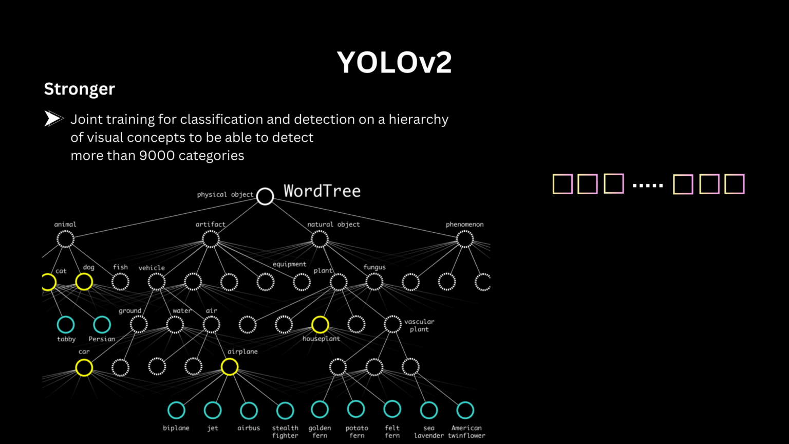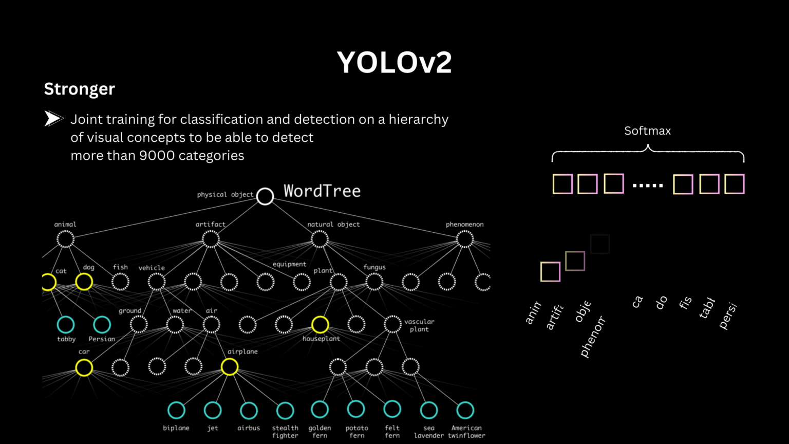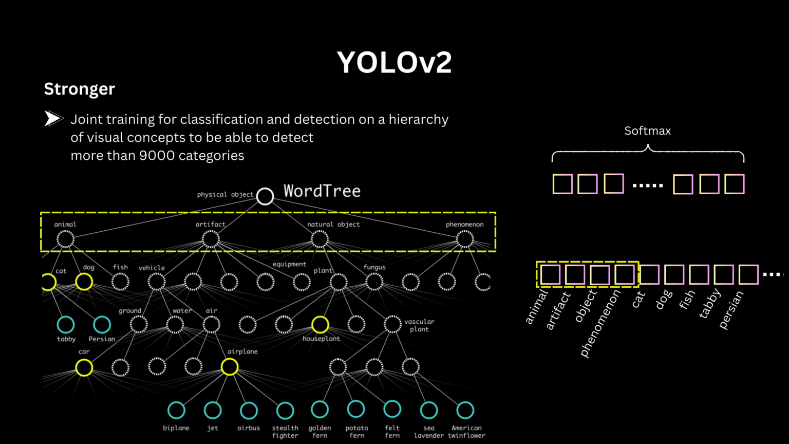Now usually for classification, we have a softmax to convert the logits predicted for each class into probability scores. But here the classes are not mutually exclusive. For example, cat and dog, which are nodes having the same parent, are indeed exclusive, but cat and animal are not. To handle this, the authors compute softmax only for all nodes that are specific kinds of the same general concept. So according to this tree, animal, artifact, natural object and phenomenon are all specific kinds of physical object. So we'll have one softmax over these.